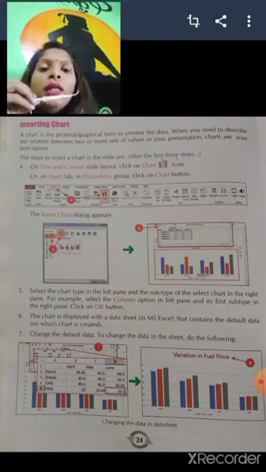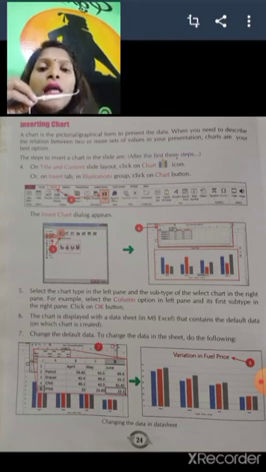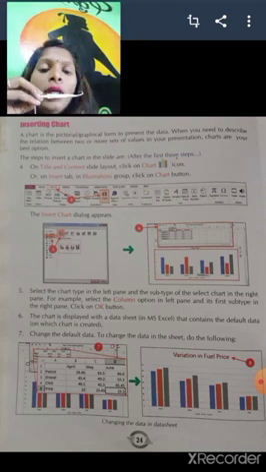A chart is a pictorial or graphical form to present data when you need to describe the relation between two or more sets of values in your presentation. Charts are your best option. If you want to present some important topic, you can take the help of charts.